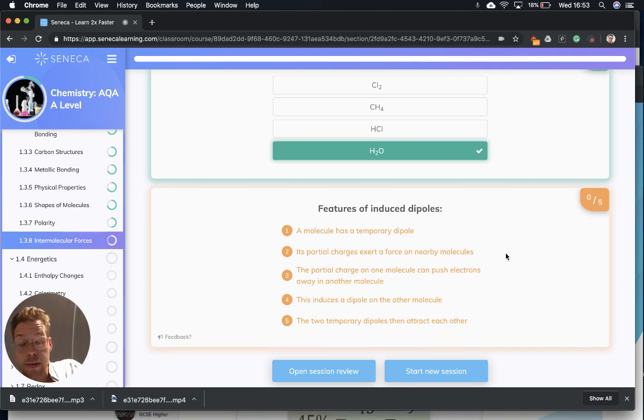Hopefully you feel confident about them, and make sure you remember the difference between inter and intramolecular forces. Don't fall into that trap. And there's only three you need to learn: induced dipoles, permanent dipoles, and hydrogen bonding.